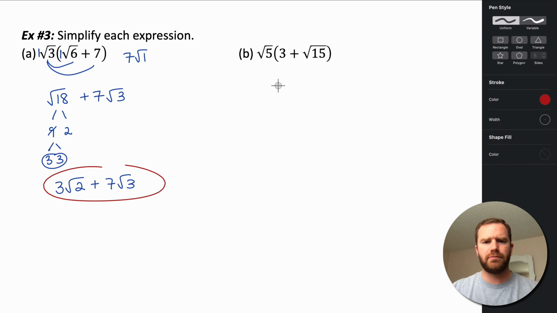Try this one on your own. See if you can do this on your own. So pause the video, try this problem, and then we'll come back together and talk about it in just a minute.